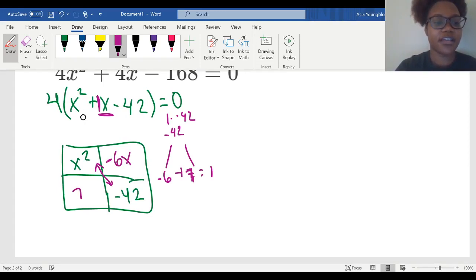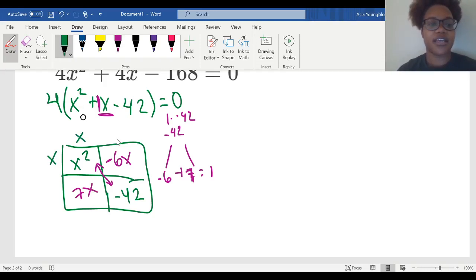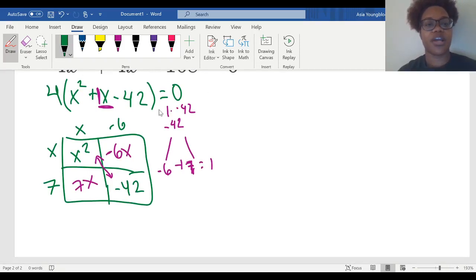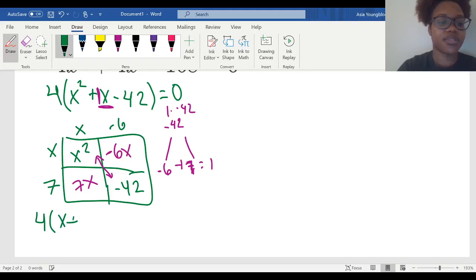So we're splitting that 1x into -6x and 7x. So now we can factor. x times x is x squared. x times -6 is -6x. x times 7 is 7x. And 7 times -6 is -42. So now we can rewrite our problem. So we now have 4 times x plus 7 times x minus 6 equals 0.